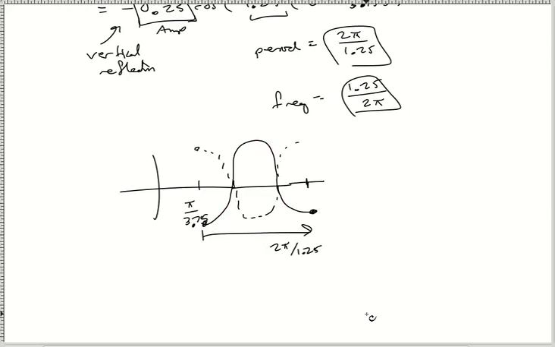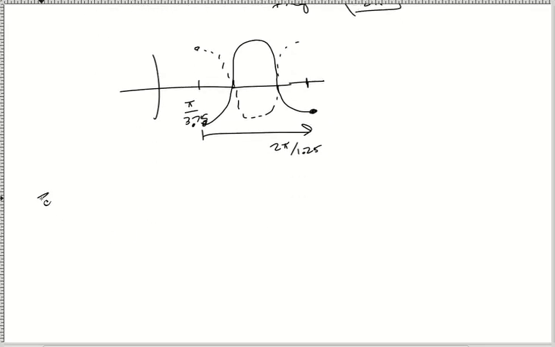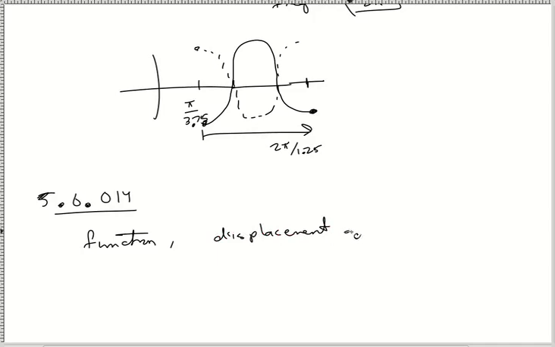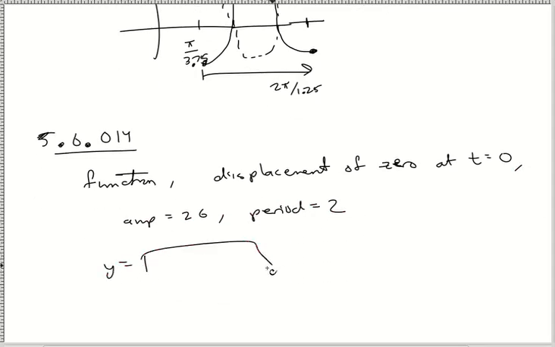Next question. These are kind of interesting questions. They're kind of like word problems, 014. It says, find the function where, and this is important, the displacement of 0 at t equals 0, the amplitude is equal to 26, and the period is equal to 2. Go ahead and find it. So it'll say y equals, and find the function.